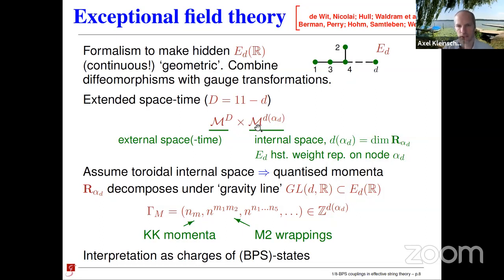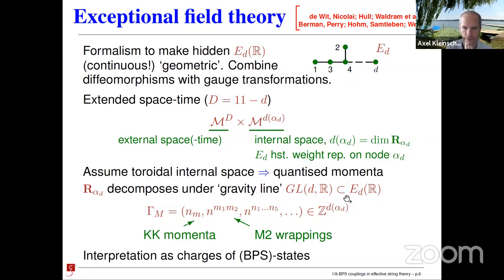That means that all the momenta on this space are quantized, so I can write down a momentum vector, let's say gamma_M. This lives in a lattice of the same dimension as the space, a lattice within this representation on node alpha_D. You can take that representation and branch it to GL(d), which in E7 would be GL(7). This is more like the usual 7-dimensional internal space that you're familiar with from Kaluza-Klein reductions.